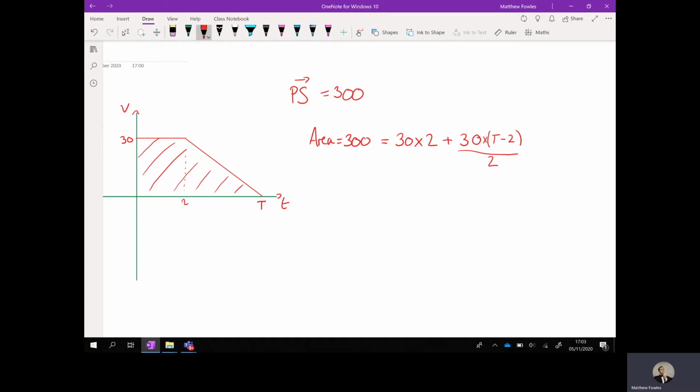300 minus 60 is 240, which is equal to 15 multiplied by t minus 2. This gives 16 plus 2 is t, and so t is 18 seconds. Given that capital T is the time at which the object reaches its destination, this is the full time taken for the person to come to a stop.